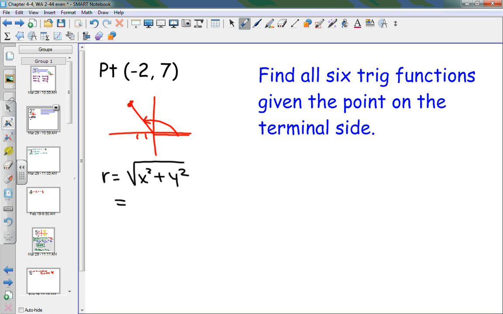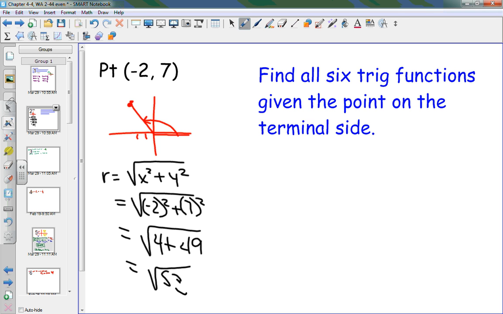So what's x quantity squared? Negative 2 squared plus 7 squared. 4 plus 49 gives me 53. Can you just cancel out the square root? No, you may not. Head and body. You cannot walk around this place without your head attached to your body. Okay?